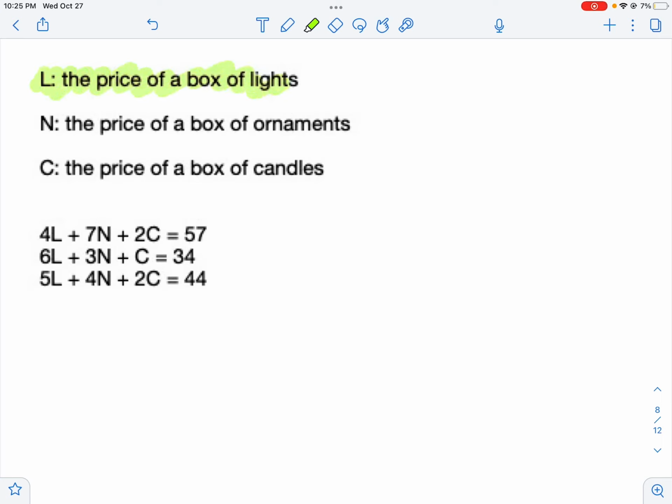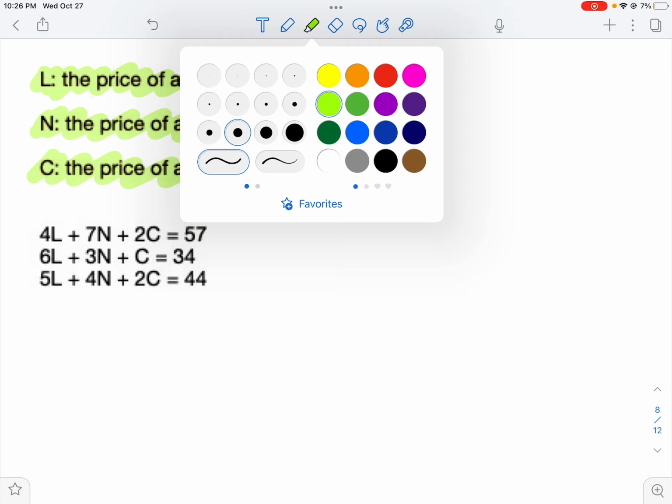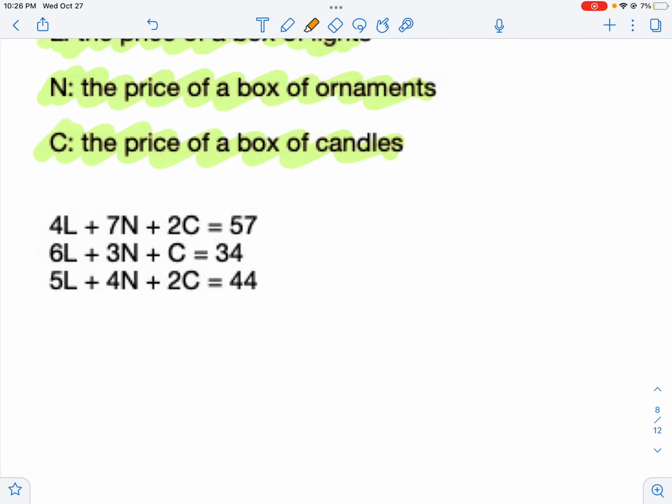So L means the price of a box of lights. N means the price of a box of ornaments, and C is the price of a box of candles. I'm using N here because when I use O, it looks like a 0. So to differentiate, we use N.